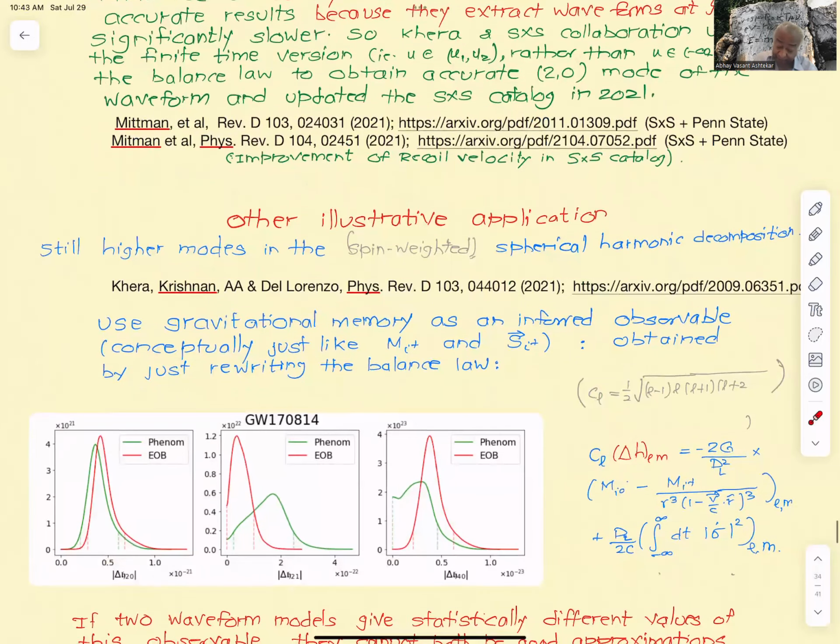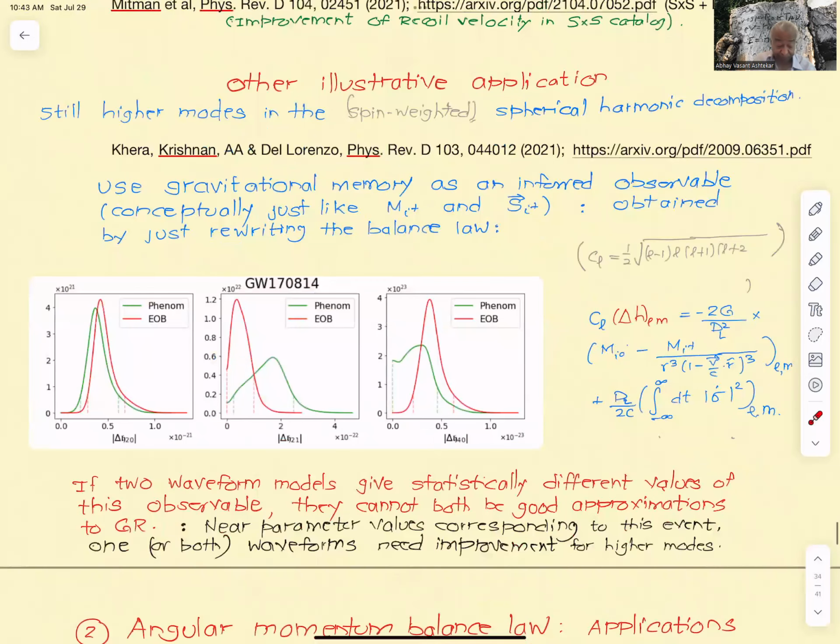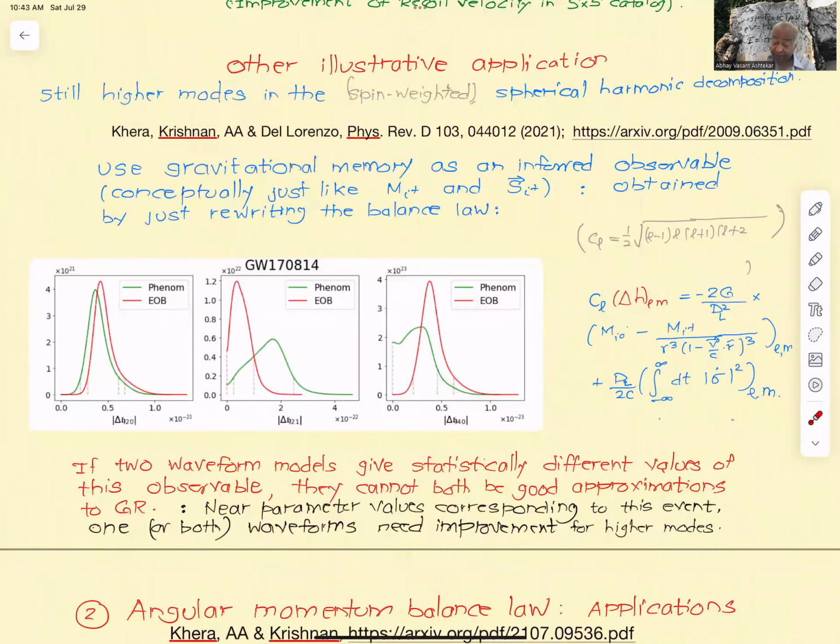And the last example I want to give is the following. Let's look at even higher modes, bigger than L equal to 2, for example. Then what we can do is calculate what is called gravitational memory. Now, normally you will see in books and in our papers saying that, well, gravitational memory has not been measured. It is true, it has not been directly measured, but neither has the final mass of the black hole or the final spin of the black hole been directly measured. But they are reported in every LIGO paper. So what are they?